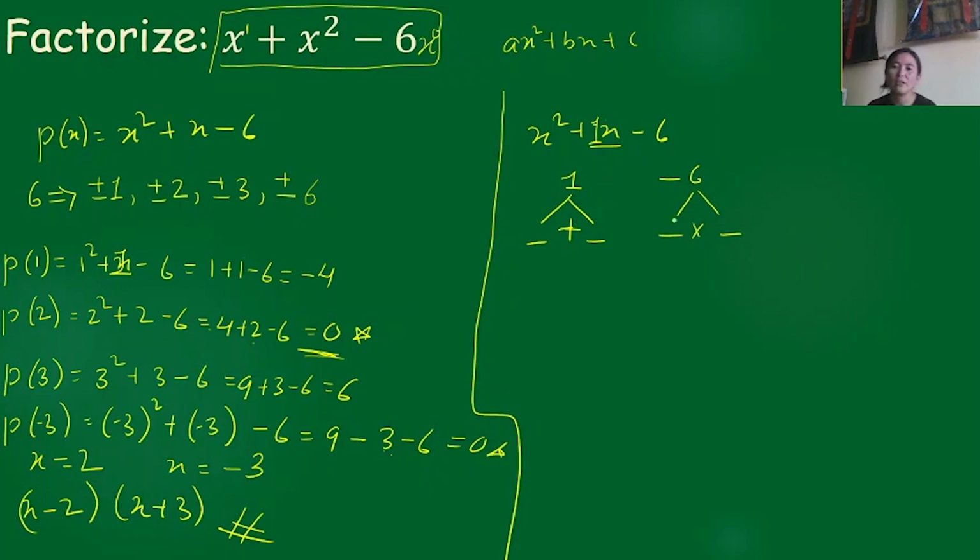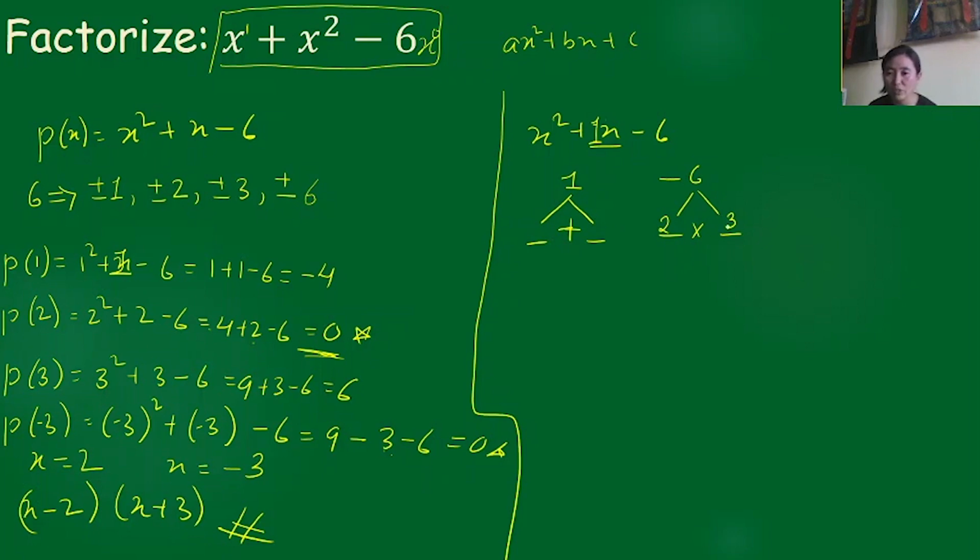Now let's take two numbers. So 6 into 1 is 6 and 6 plus 1 is 7. So 6 and 1 will not work here. So let's take 2 and 3. 2 3s are 6 and 2 plus 3 is 5. We are not getting the correct answer. Now here the product should be minus 6.